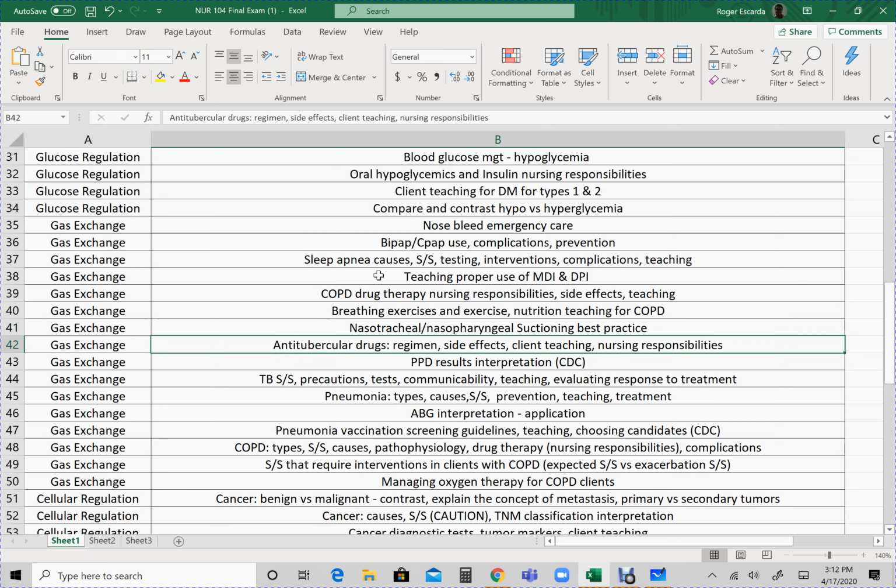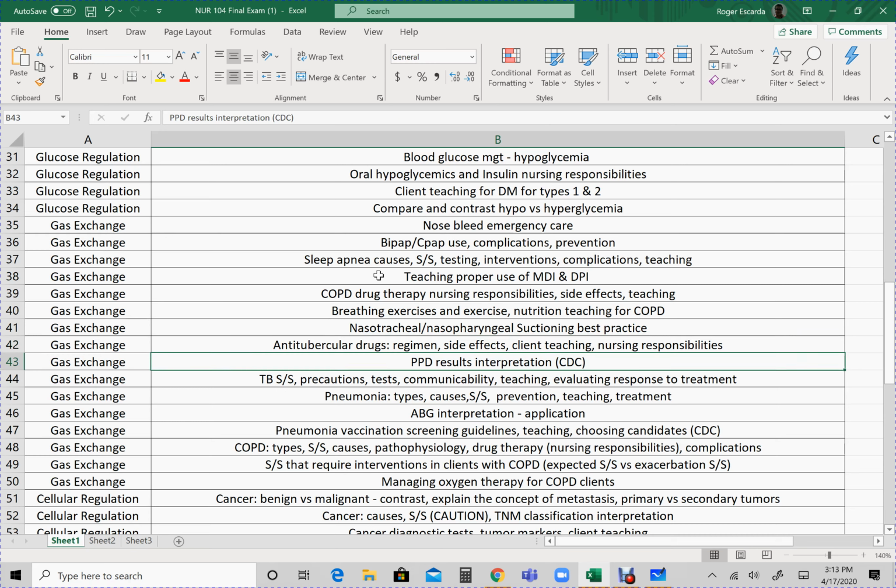For TB, the 4 anti-TB drugs: INH, rifampin, ethambutol, and pyrazinamide. Regarding regimen, I only discussed regimen 1, which is the treatment for new diagnosis of acute pulmonary TB. Side effects of the drugs and client teaching.